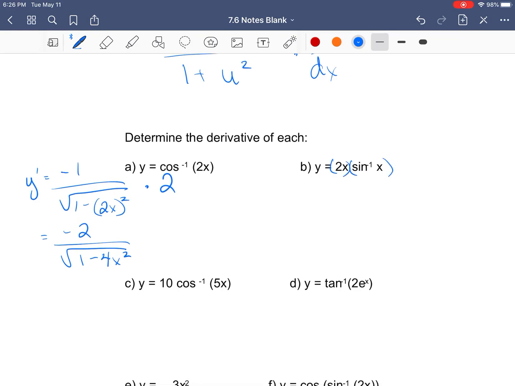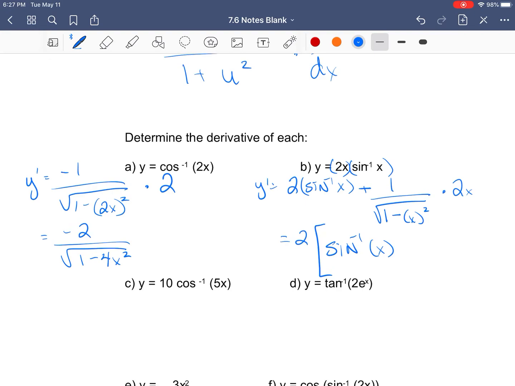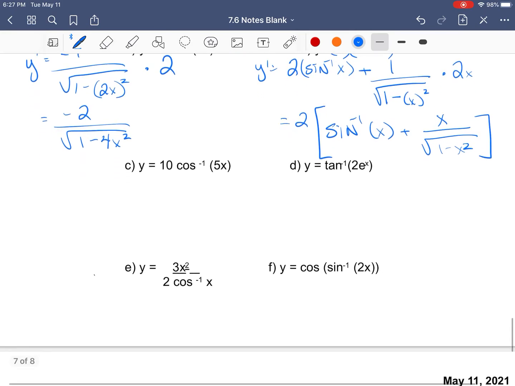Next up, we've got b. Reminder, we've got a product rule in here. So we've got the derivative of the first times the second, plus the derivative of the second, which is going to be 1 over the square root of 1 minus the stuff squared times the derivative of the stuff, which would be 1, times the first. If we want to simplify this, we're going to take out 2 as a common factor, and that leaves us with inverse sine plus x over the square root of 1 minus x squared.